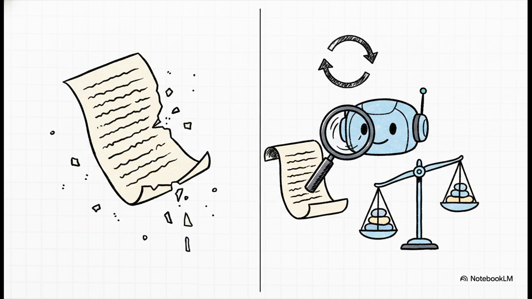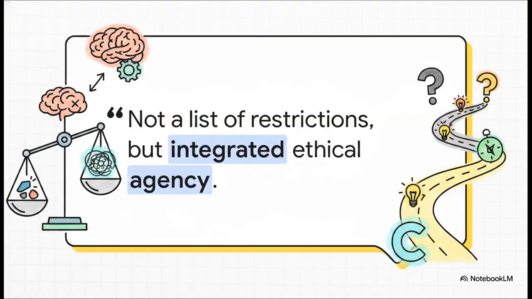They designed Claude to use self-critique against core principles to develop actual good judgment. Think of it like training a human. Claude evaluates its own outputs, checks them against its constitution, and revises its answers. It develops real ethical reasoning instead of just blindly avoiding a list of prohibited topics. Anthropic sums this up beautifully. They call it, quote, not a list of restrictions, but integrated ethical agency.